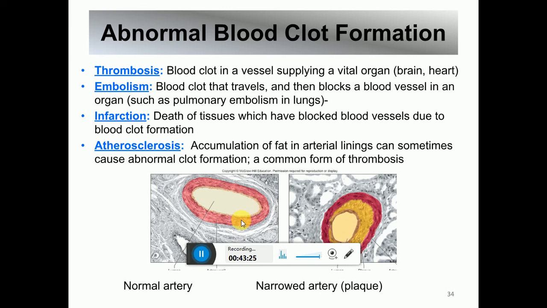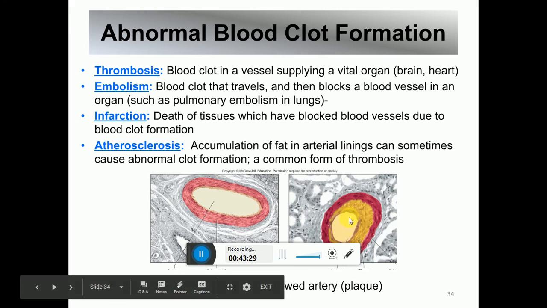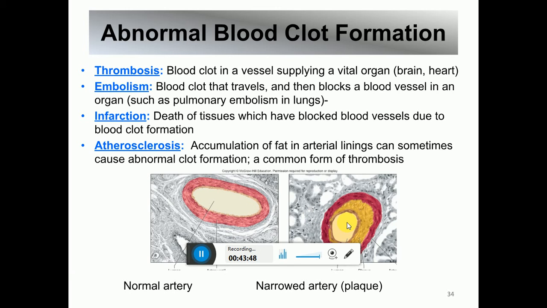So here you can see a normal artery that has a very smooth endothelium. If you compare it to this blood vessel, you see here there's a lot of deposition and accumulation of fat in the endothelium, leading to narrowing of the blood vessel, and it is now rough as opposed to this smooth lining, and that roughness can stimulate the formation of a blood clot.